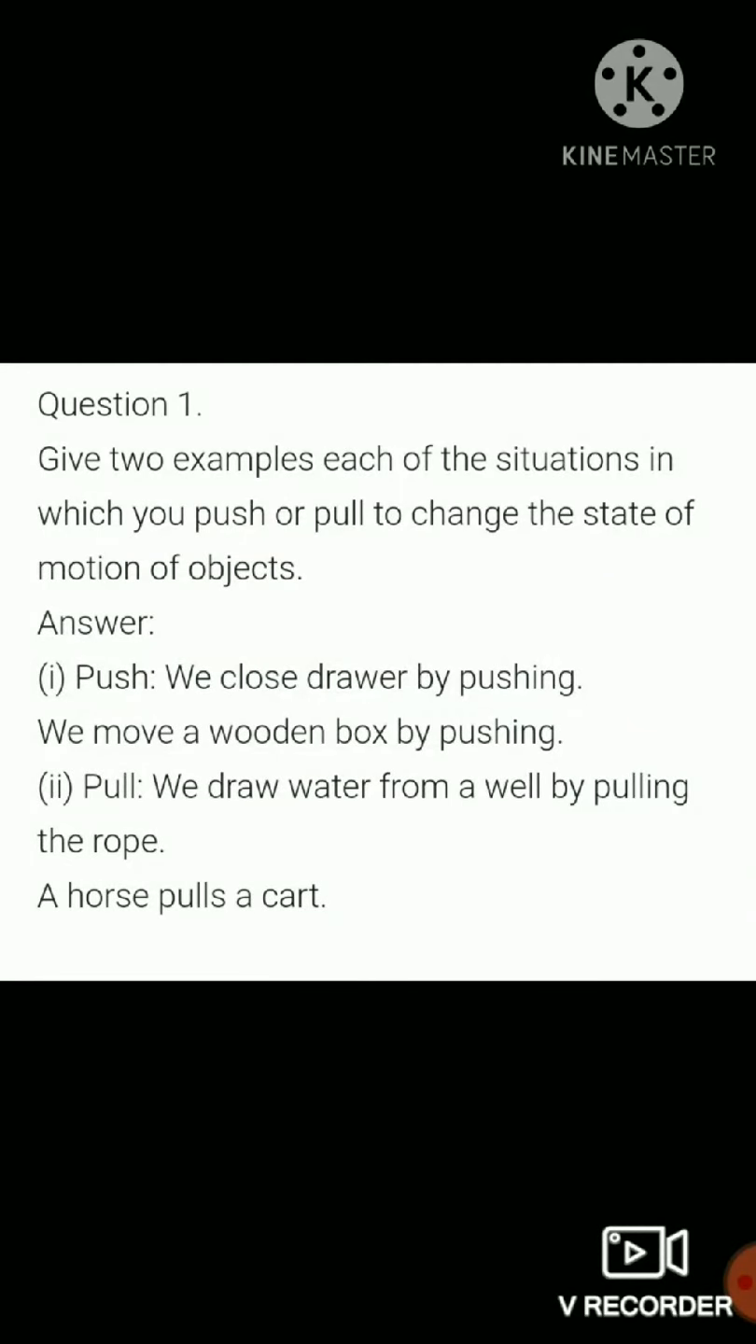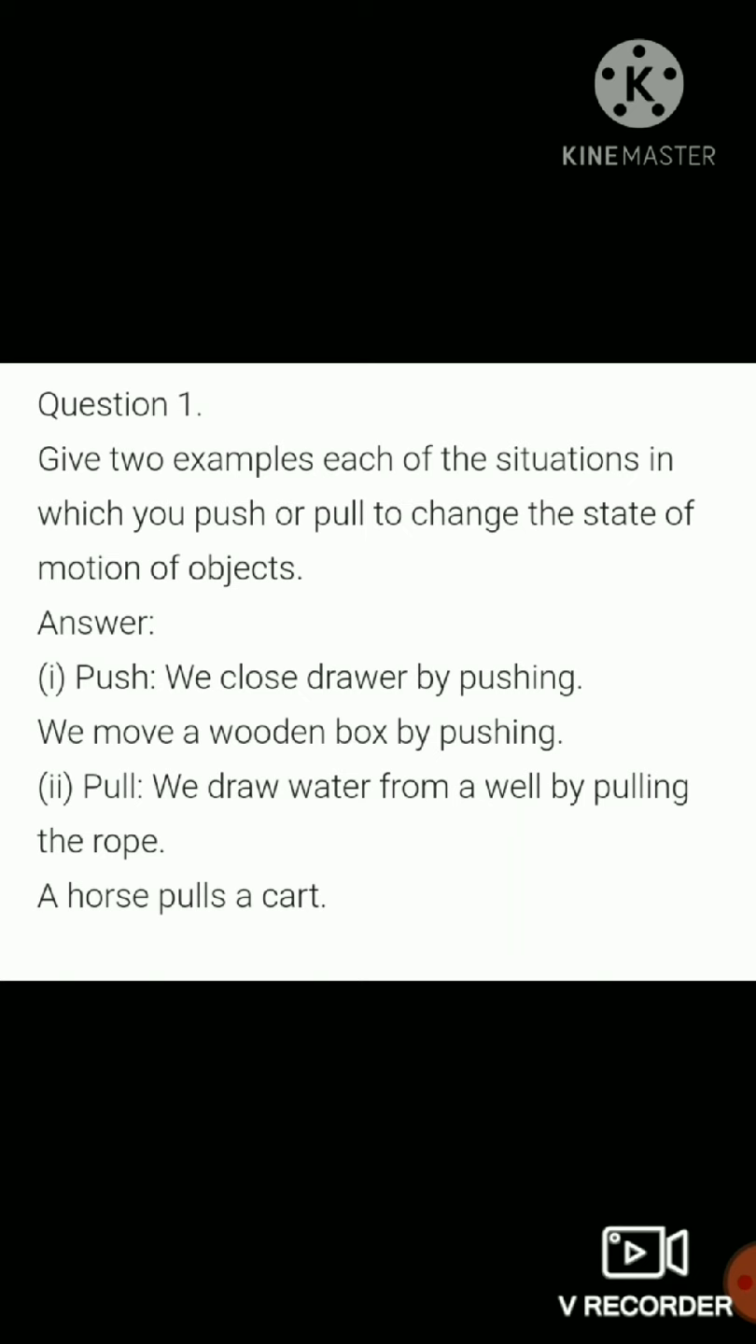Students, today we will do the exercise of chapter 11, force and pressure. So let's start from question number 1. Give two examples each of the situations in which you push or pull to change the state of motion of an object. So the answer is push. We close a drawer by pushing.